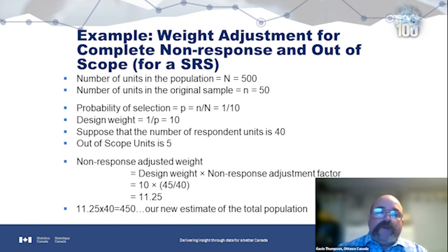So if we take a look at this now and we multiply our 40 respondent units by 11.25, we see that we get 450, which is our new estimate of the total population, because we found within our sample, 5 of the 50 or 10% were out of scope. So we want to take 10% off our original estimate of the population, which was 500. So now when we're doing our estimates, we want it to total to 450 instead of 500.